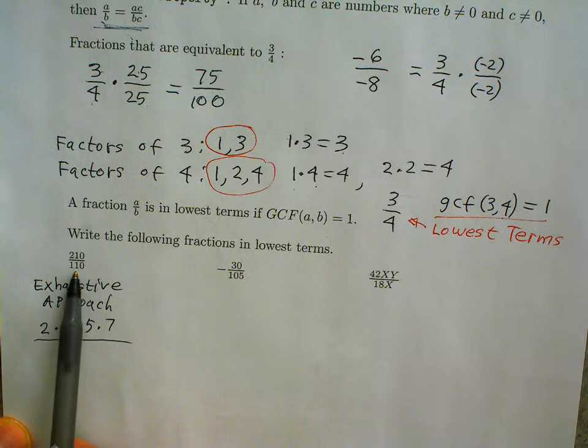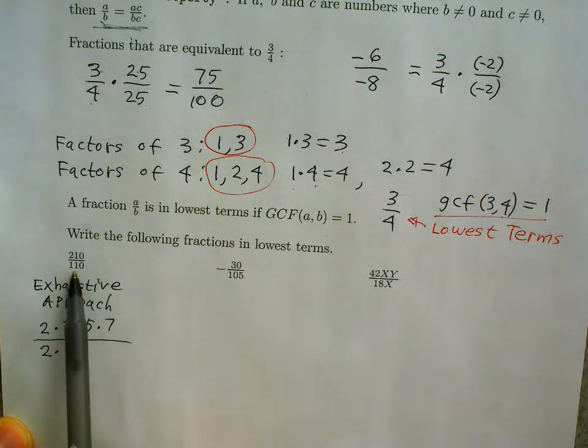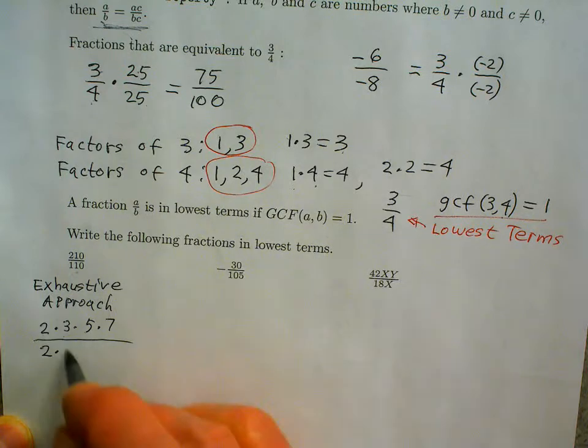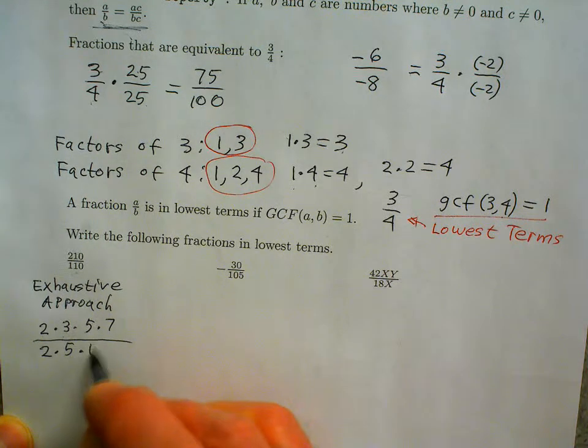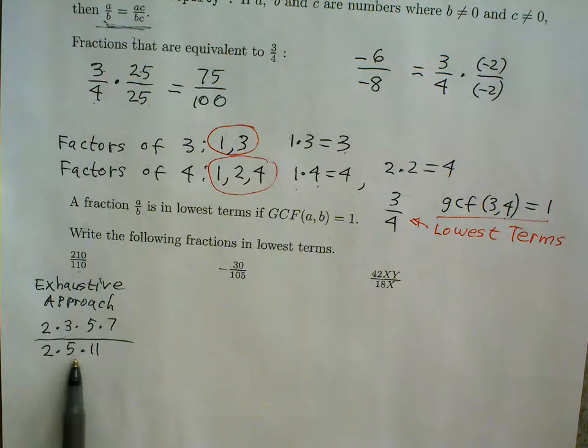Okay, then in the denominator we have 110. 2 is a prime number, and 2 is an integer factor of 110. And 2 times 55 is 110. And then when we focus on 55, 55 is 5 times 11, and 5 and 11 are both prime numbers. So this is our prime factorization of 110.